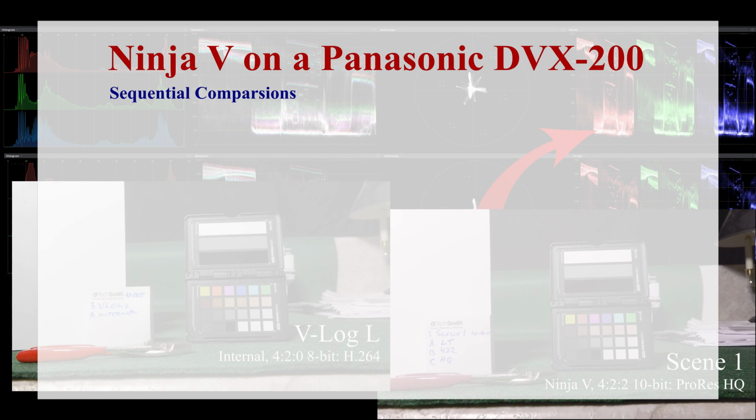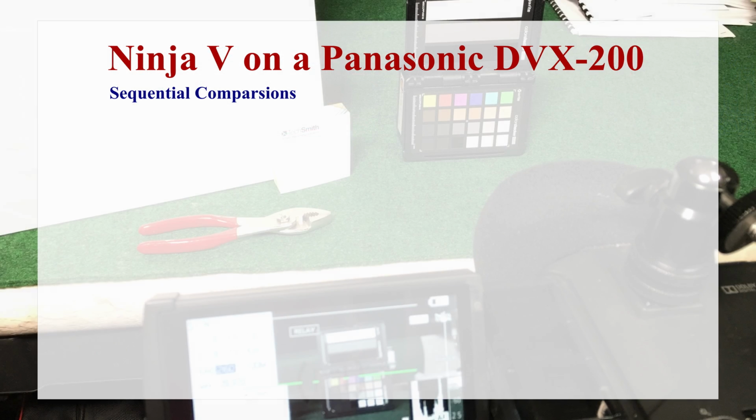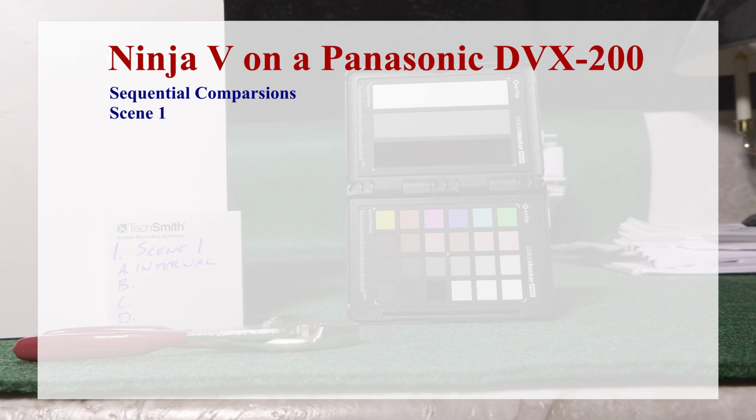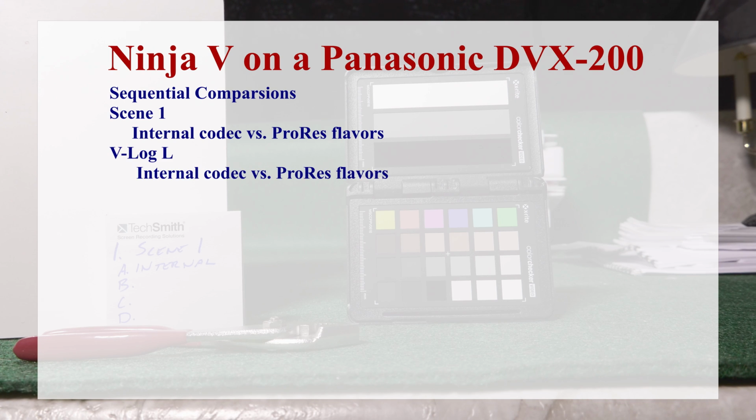We're going to look at two types of comparisons. First, we'll look at sequential comparisons of two color gamut choices. This allows us to see each option in full screen UHD if you so desire. The first comparison is the default Scene 1 color profile. We'll look at the internal codec, which is H.264, compared to three ProRes flavors: LT, 422, and HQ. The comparison continues with VLOG L in the same manner as Scene 1.